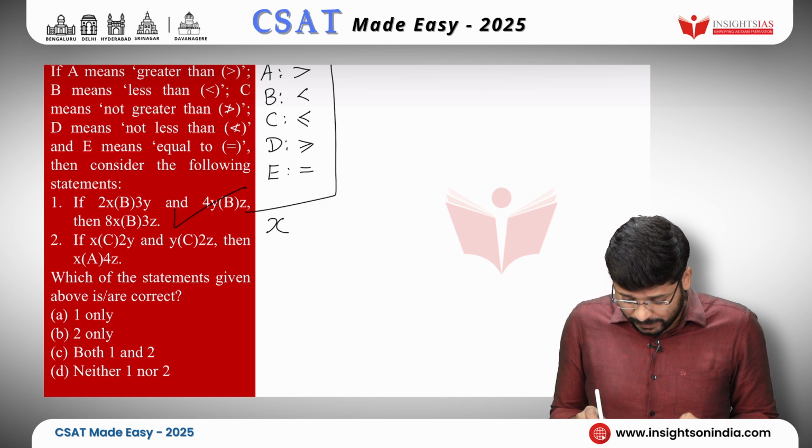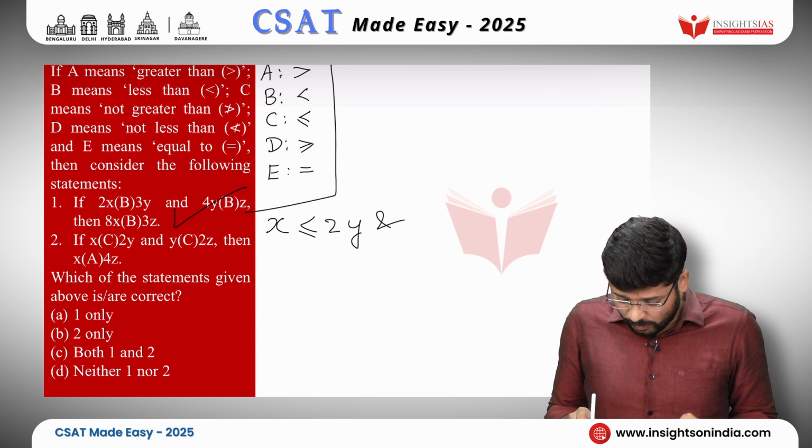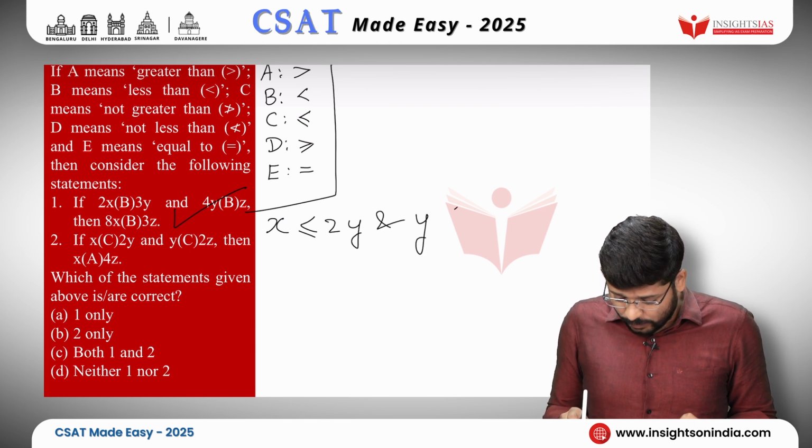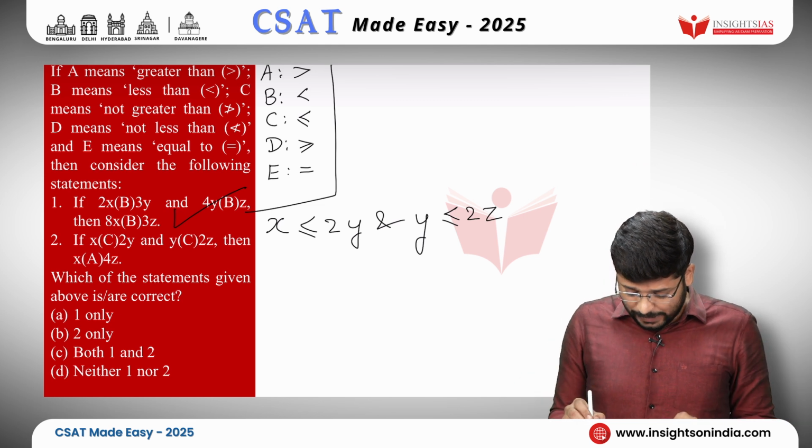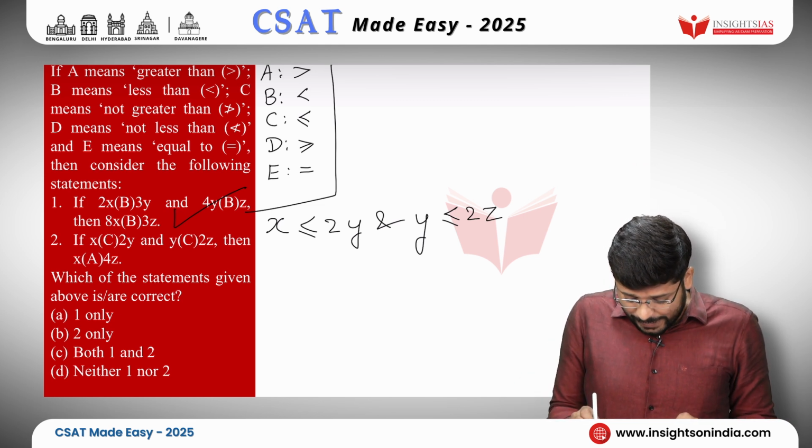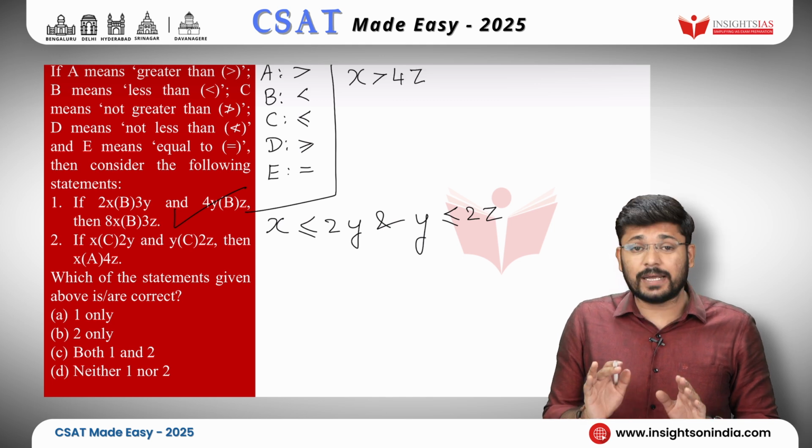xc2y. What is c? c is less than or equal to xc2y and yc2z. That is, y is less than or equal to 2z. Okay. And what is the condition that they are asking us to evaluate? x greater than 4z. This is what they are asking us to evaluate.